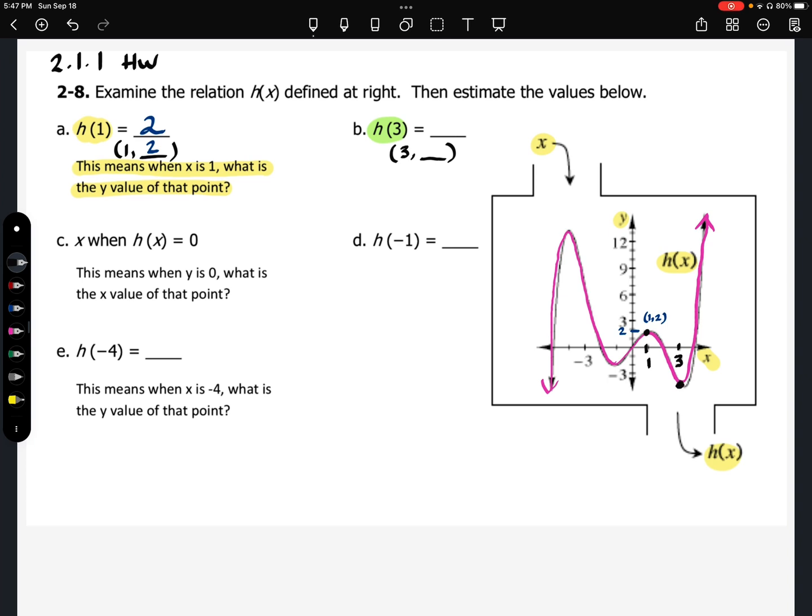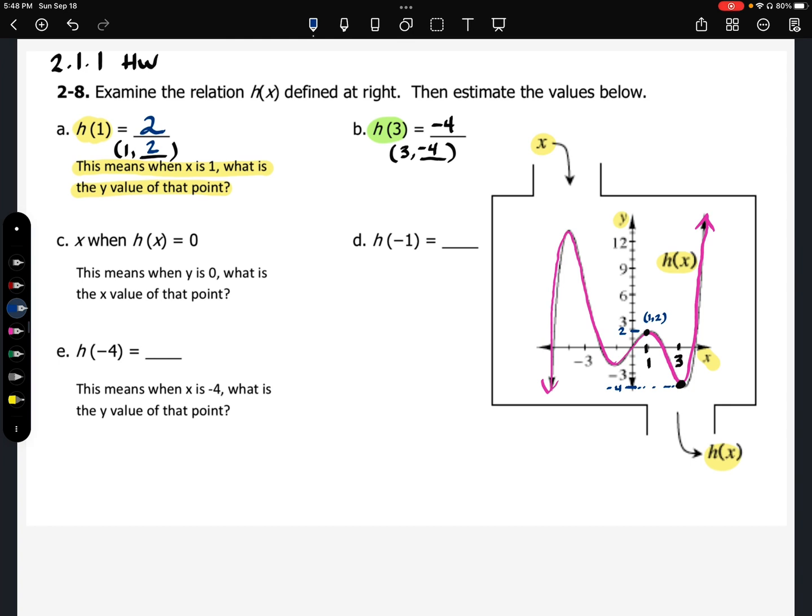Looks like it's way down here. And I guess I would have to estimate and say that might be about -4. So when 3 is plugged in, -4 comes out. So h of 3 would be -4. And remember, that's an estimation because there's the arrow there and it's kind of hard to see, but I would have said that would be -4.